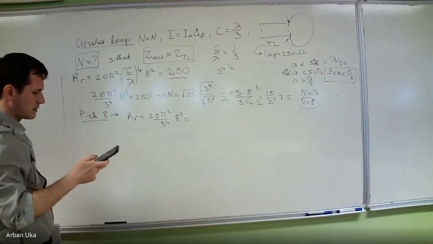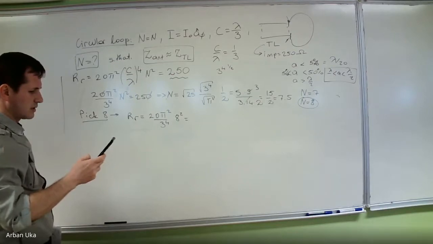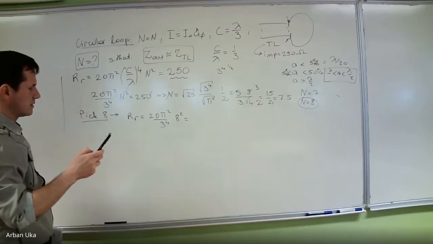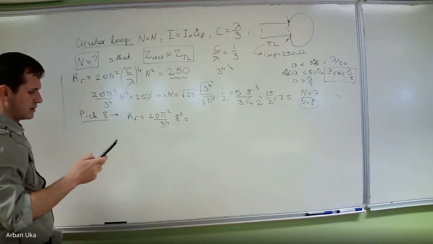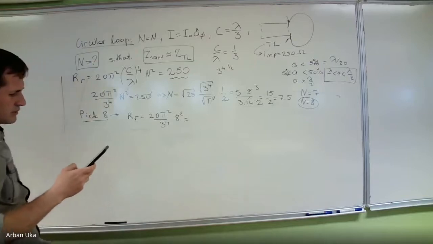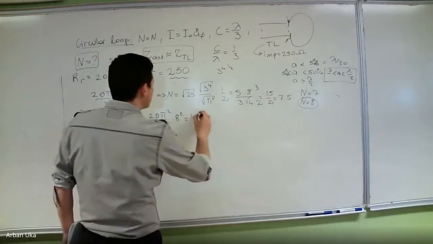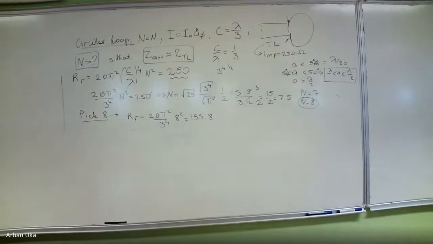Let's try this here. So we get 20 times 3.14 times 3.14 again, times 64, divided by 3, by another 3, by a third 3, and the fourth 3, we get 155.8. So this is going to be the resistance, 155.8. But why is this the case? This is too much off what we were expecting.